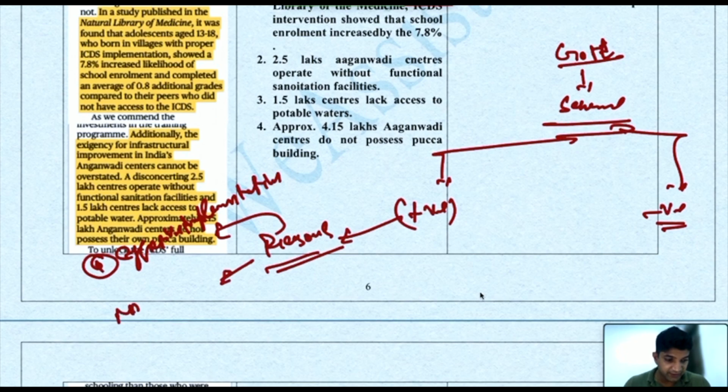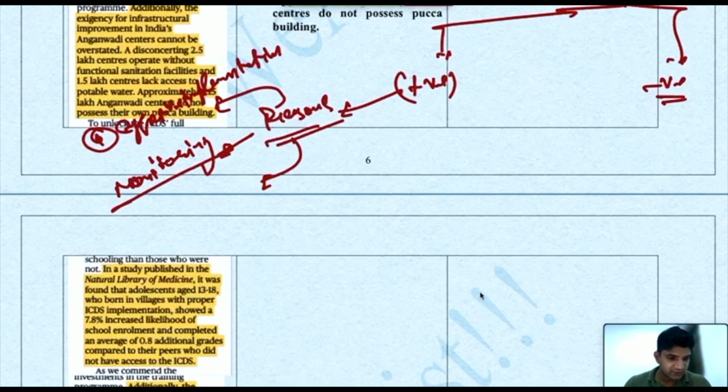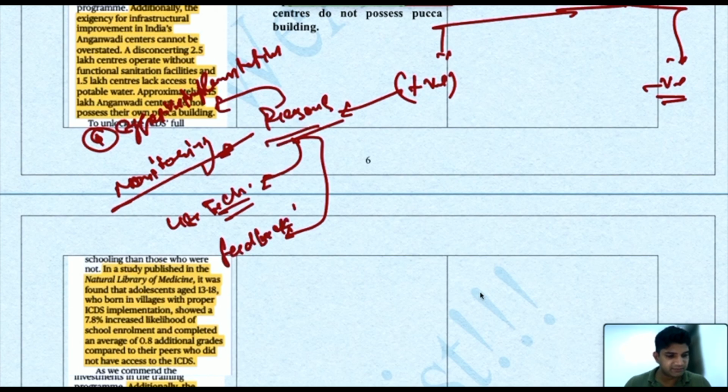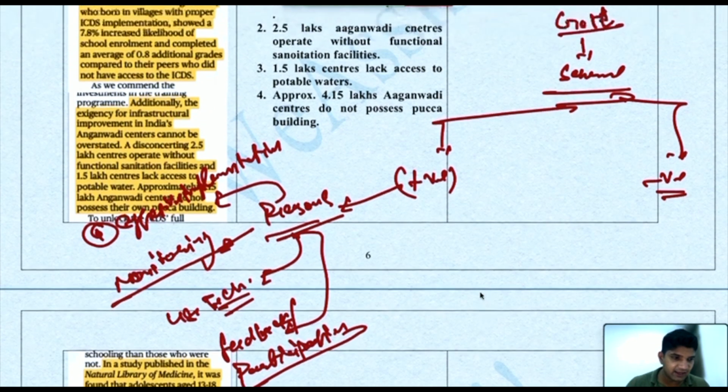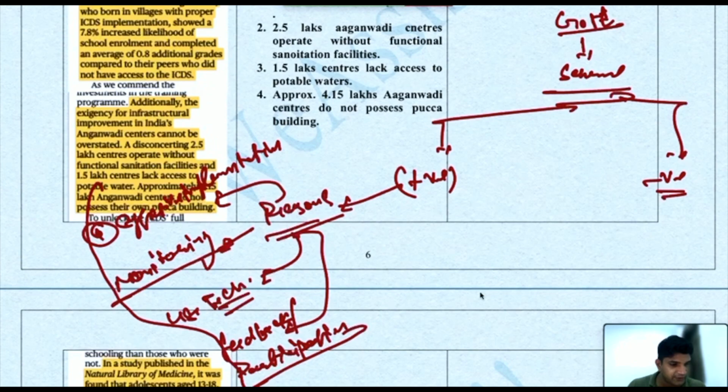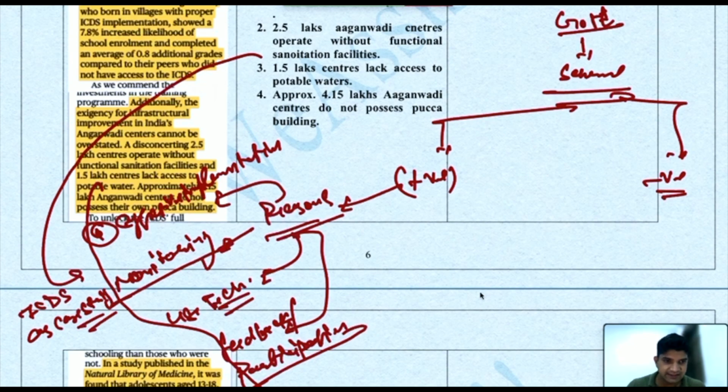Second, monitoring would have been good. Third, there must have been a use of science and technology in its implementation. And there may be a feedback thing, or say participation of the people. Now these are very common points, but these are the core points which anyone is going to write in the answer. So in all those points you can use ICDS as a case study.